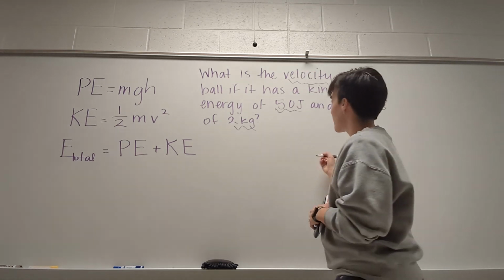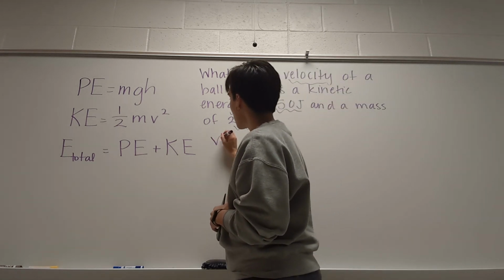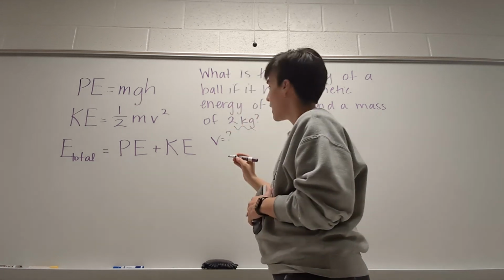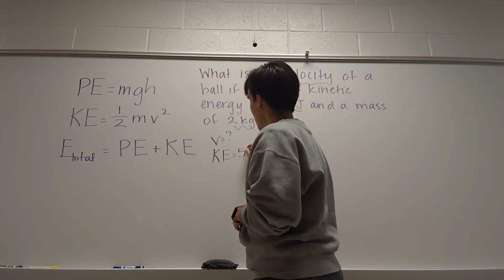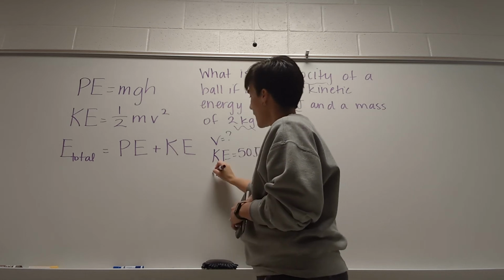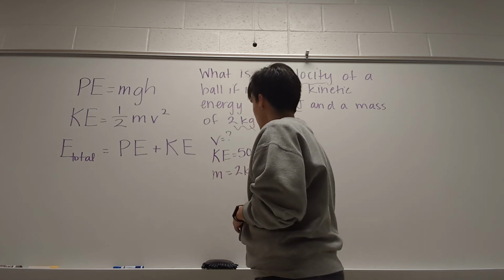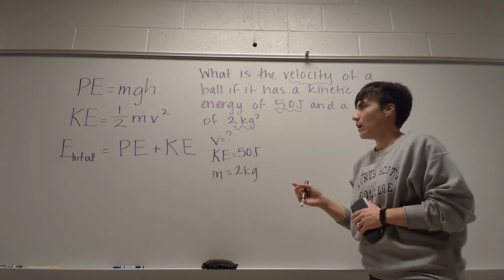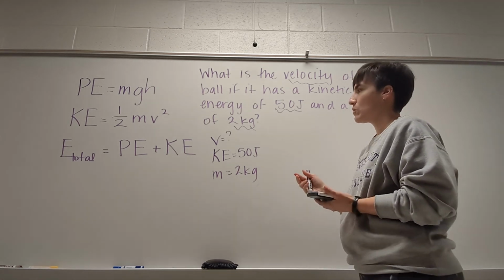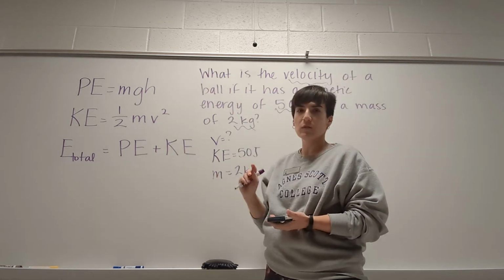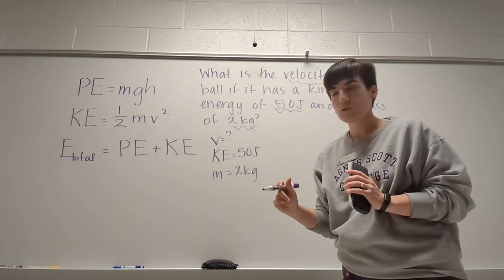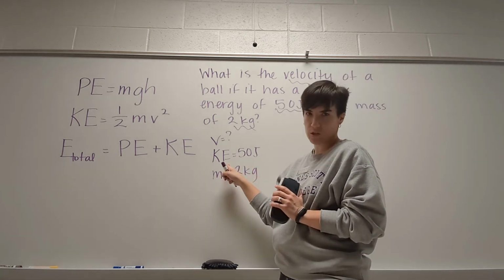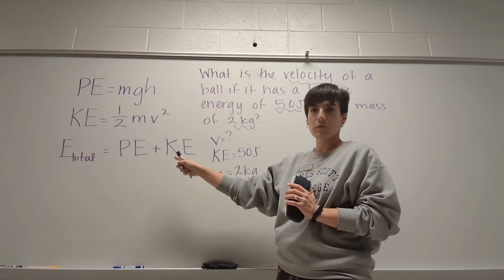So when I write my list, I see that I'm looking for the velocity. That's my question mark. I have a kinetic energy value according to my prompt of 50 joules, and I have a mass of 2 kilograms. So again, I'm looking for velocity, so what I want to do is look for a formula that contains velocity in it. And you have a variety of other ones in your formula sheet, but we know we're talking about energy here. So I'm going to focus on the energy formulas.